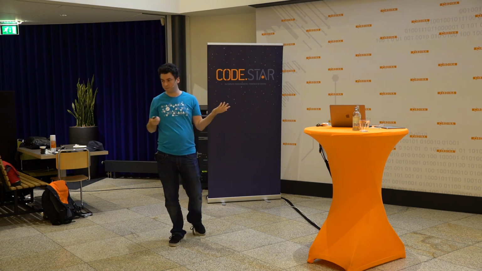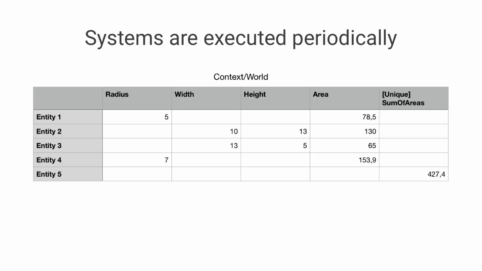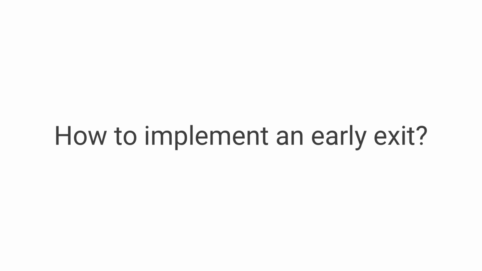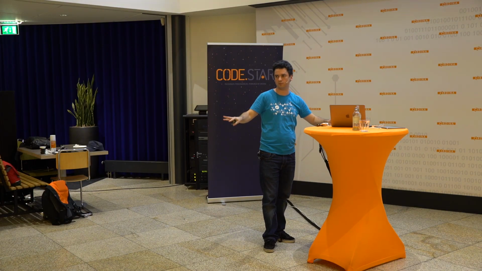What do we do in this situation in ECS, in an entity component system, where we execute systems periodically on every frame? How do we implement an early exit? Early exit means we will still execute the systems, but they should just say, I don't have anything to do. I will not go through hundreds of entities and compute the area again and again, because the previous computation is good enough for me.